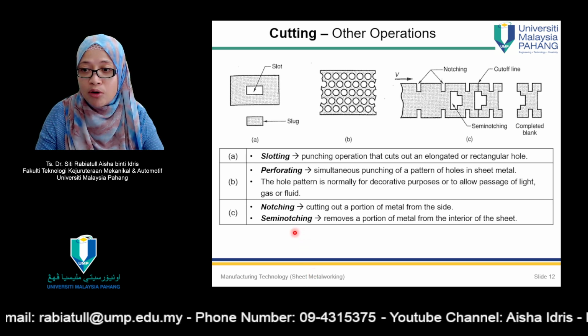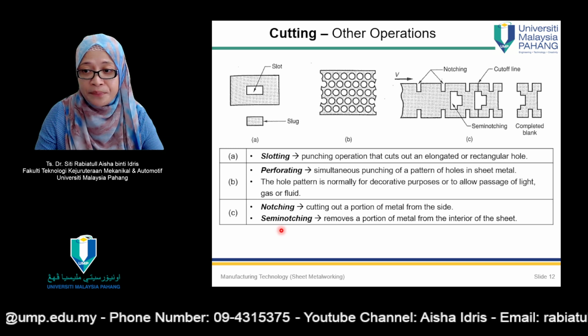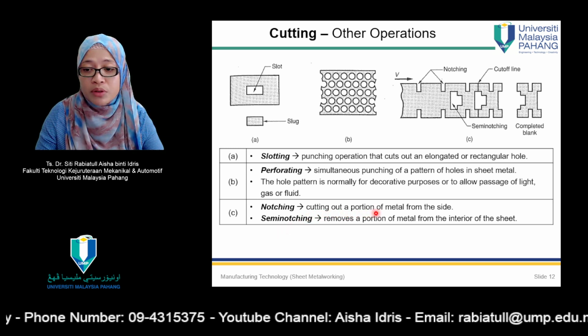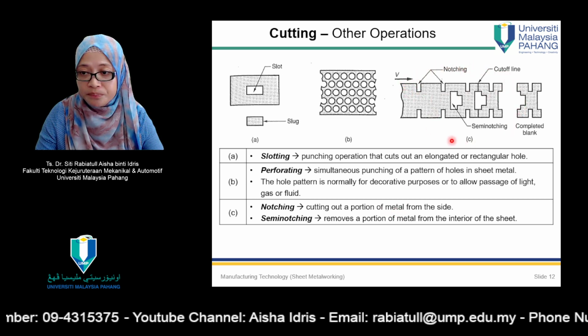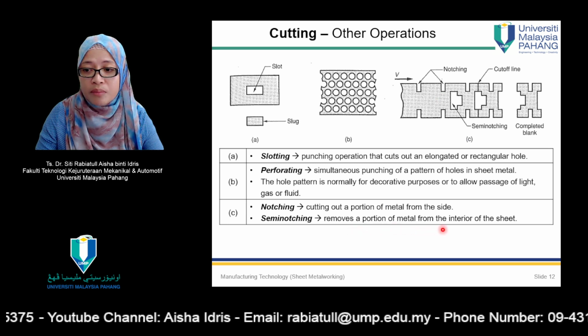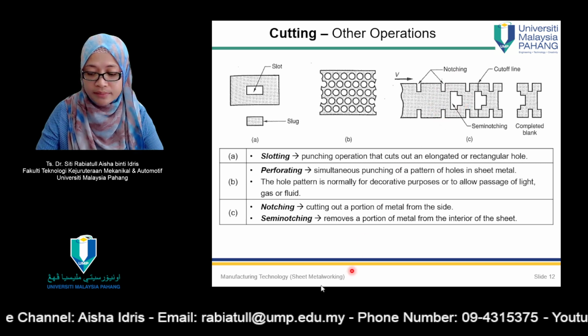And last but not least, for cutting operations is notching or semi-notching. Notching is cutting out a portion of metal from the side. This one, figure C. Semi-notching removes a portion of metal from the interior of the sheet. This one is semi-notching.